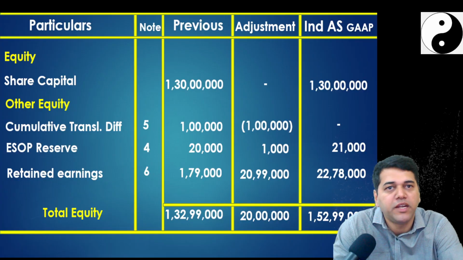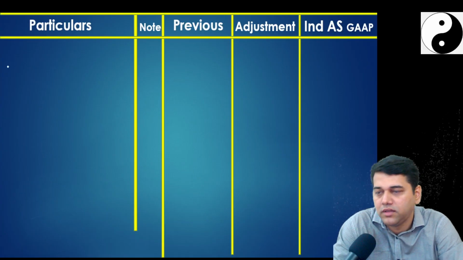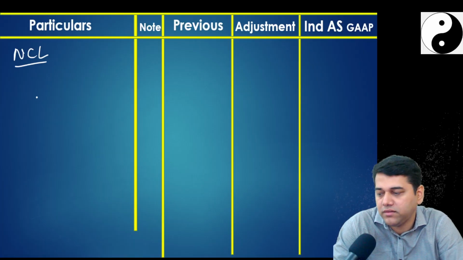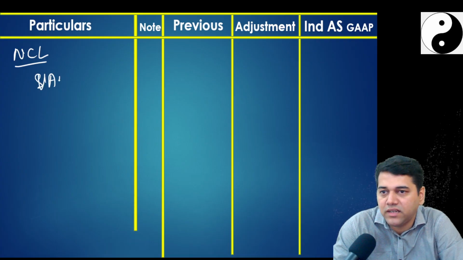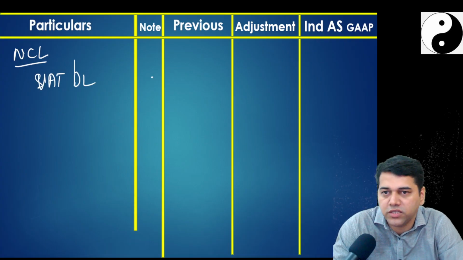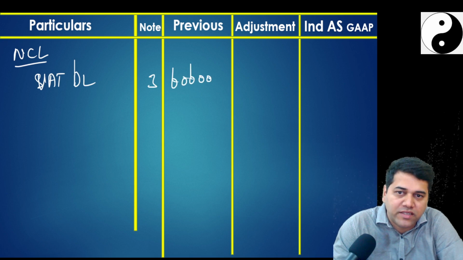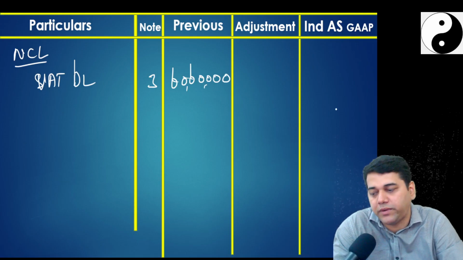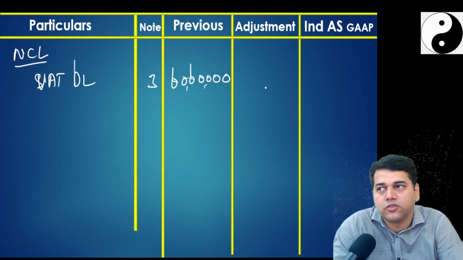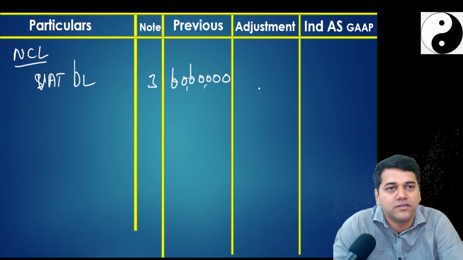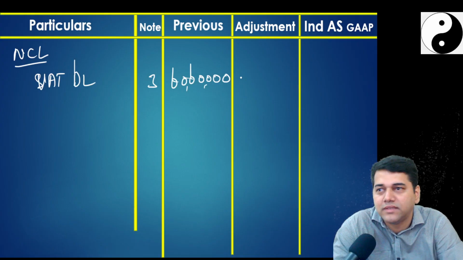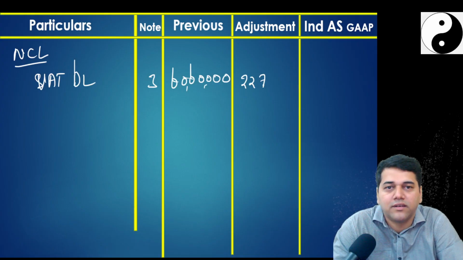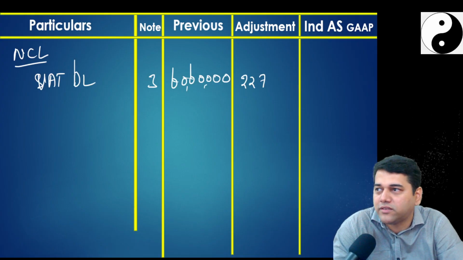Now I'll move to the liability portion. Non-current liability. Under this, sales VAT deferral loan. How much? Note number 3. Previously it was 60 lakhs. It would have been 60 lakhs if I had not opted. So plus or minus? Minus 22 lakh or 32 lakhs.